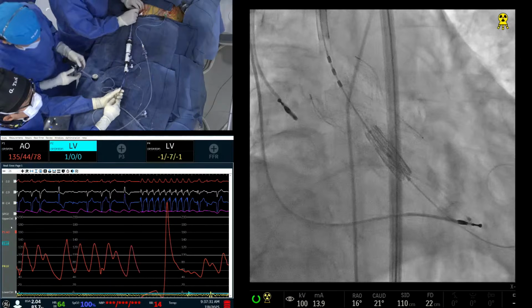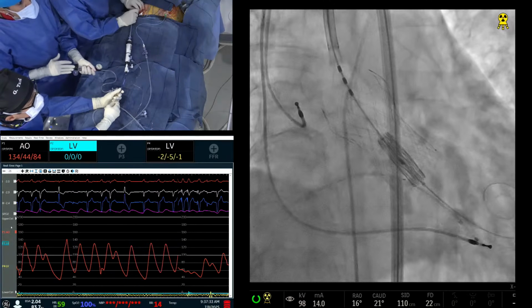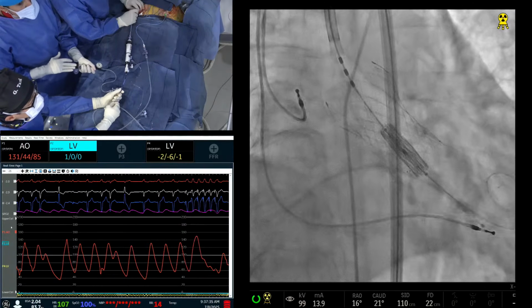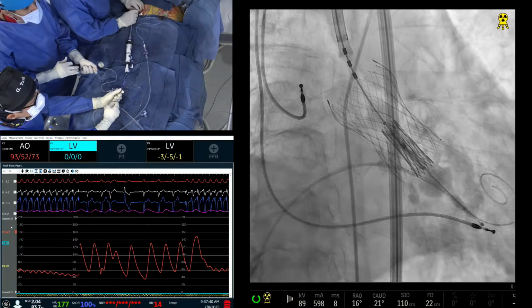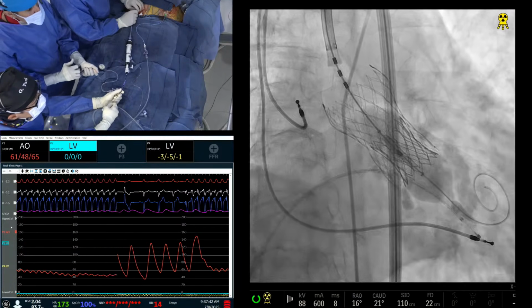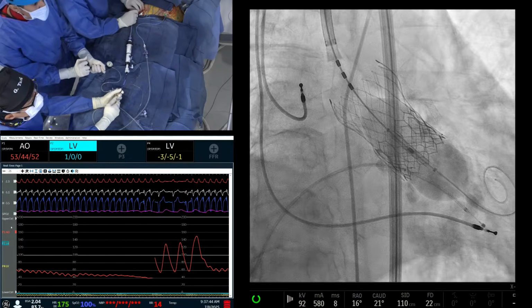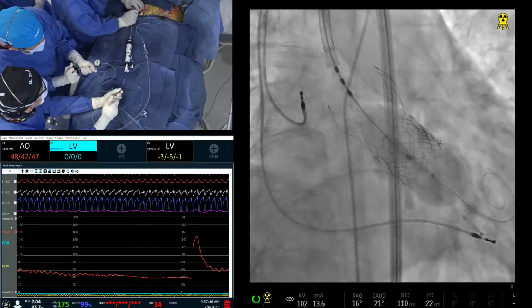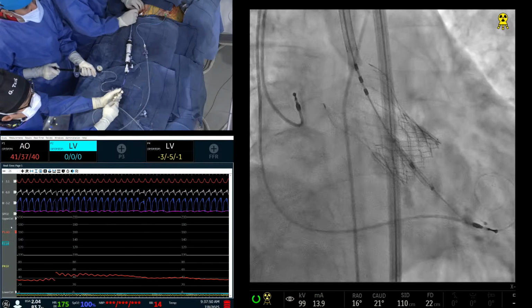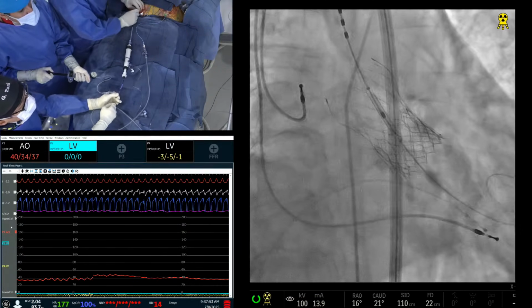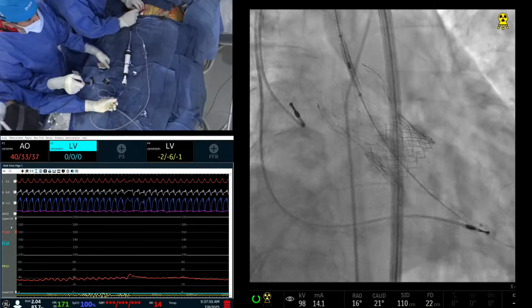Okay, 180. Deployment. Slow. Deployment. Yes, 7, 8. No, 6. Okay. Keep pacing. Okay, back up pacing. Good.